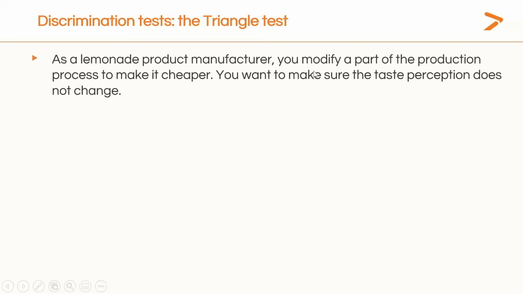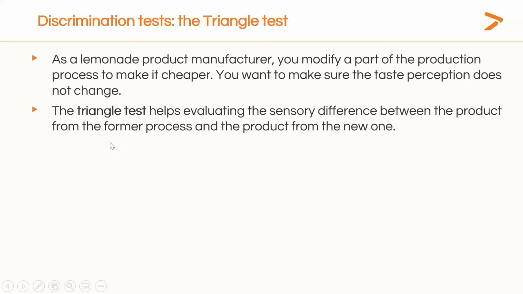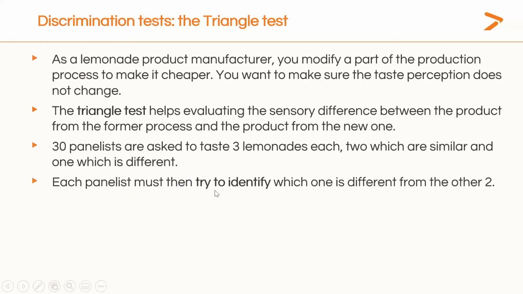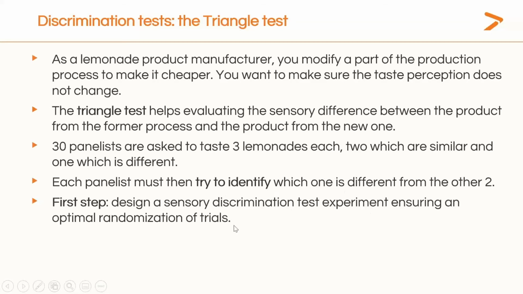As a lemonade product manufacturer, you modify a part of the production process to make it cheaper, and you want to make sure the taste perception does not change. So the triangle test helps evaluating the sensory difference between the product from the former process and the product from the new one. In this specific case, we really wish or we hope that judges won't be able to discriminate well the two products. So 30 panelists are asked to taste 3 lemonades each, 2 which are similar and 1 which is different. And each panelist must then try to identify which one is different from the other 2.